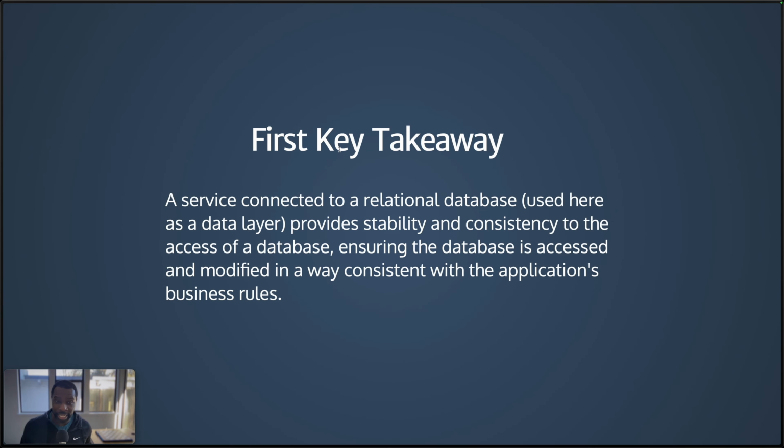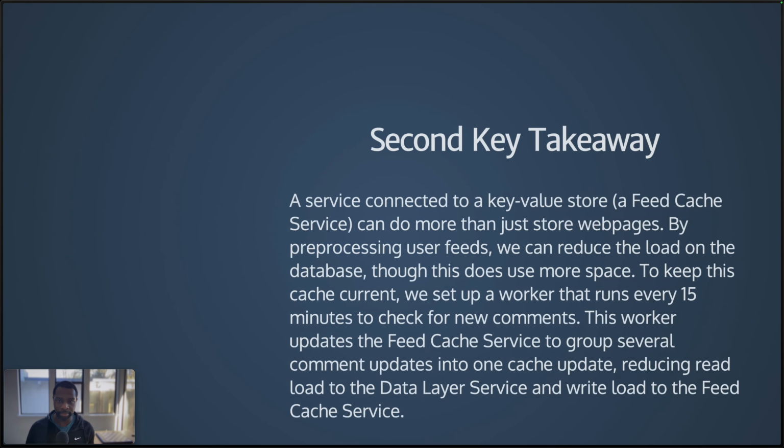Our first key takeaway: a service connected to a relational database, used here as a data layer, provides stability and consistency to the access of a database, ensuring the database is accessed and modified in a way consistent with the application's business rules. Very important here because you have to deal with users, you have to deal with profiles, you have to deal with comments, you have to deal with groups in a consistent way. This has become something very important when things get a little bit complex.